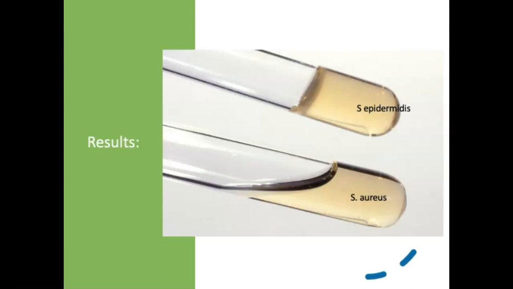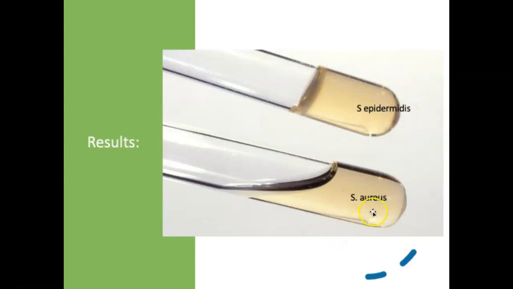And here are our results. Notice that the 2 tubes are being tilted. This is how you evaluate this test. You take these tubes out of the incubator and you have to tilt them in order to see whether or not the test medium has liquefied. The Staphylococcus aureus culture has caused the gelatin in the test medium to be degraded. The Staphylococcus epidermidis tube still has solid gelatin in it.